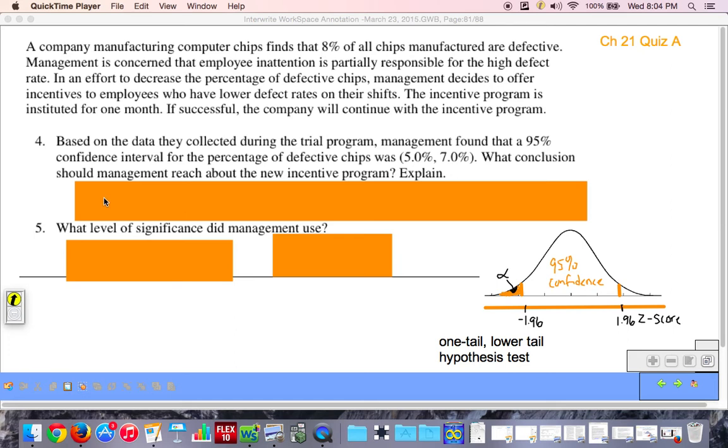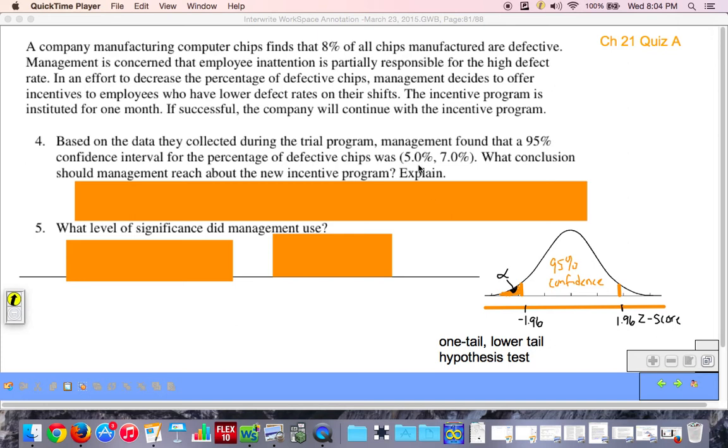Question 4. Based on the data they collected during the trial period, management found that a 95% confidence interval for the percentage of defective chips was between 5 and 7%. What conclusion should management reach about the new incentive program? Explain.